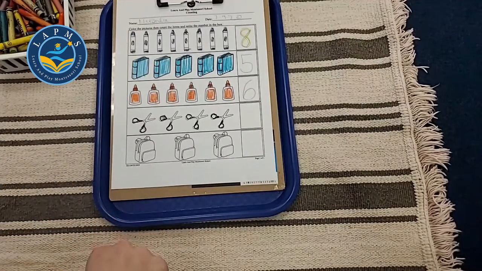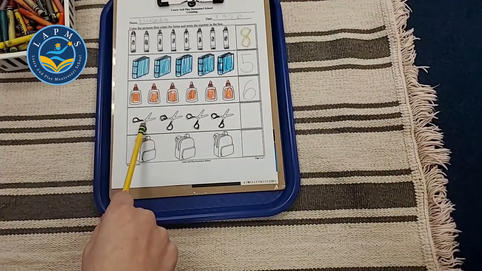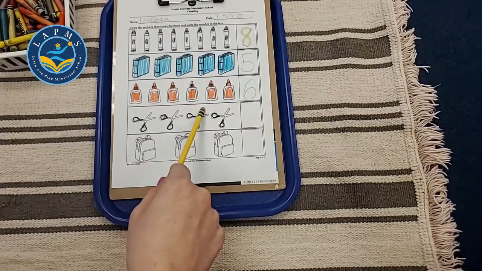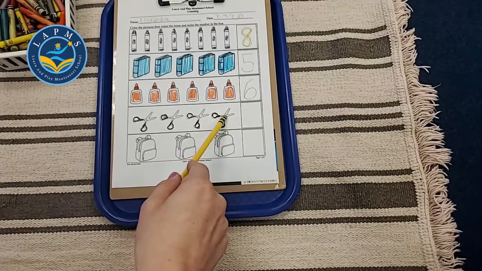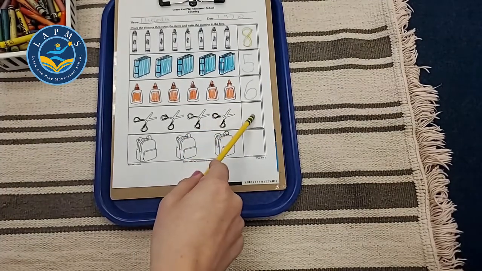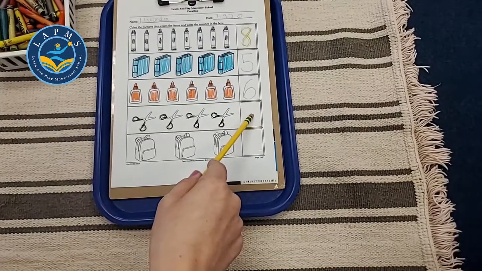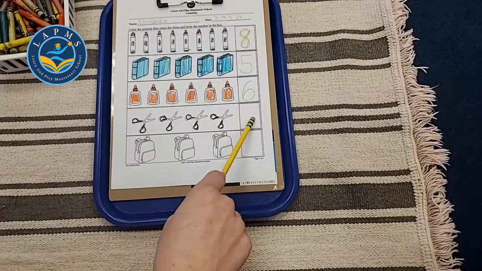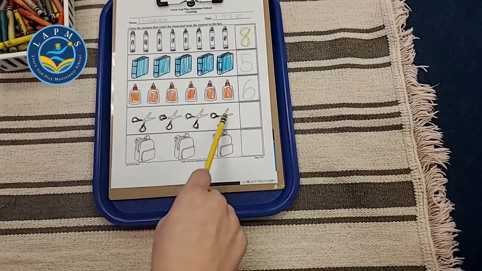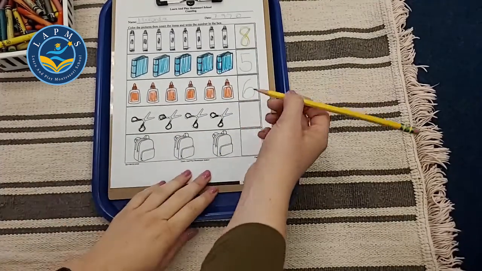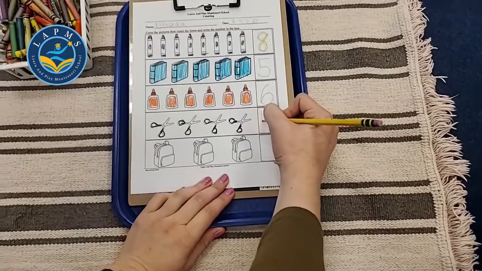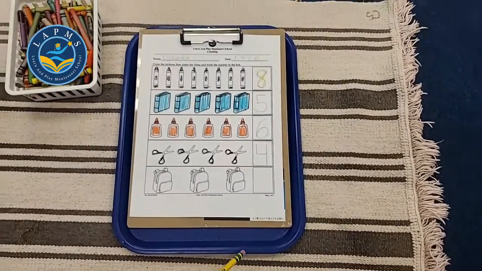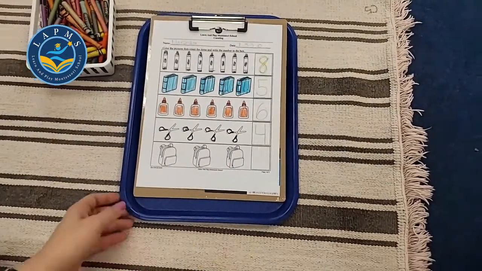Okay, let's count our scissors. Ready? 1, 2, 3, 4. Are we going to write number 5 in this box? No. We counted 1, 2, 3, 4. What number goes here? 1, 2, 3, 4. Yeah, number 4. Let's write a 4. Awesome. Thanks for doing that with me.